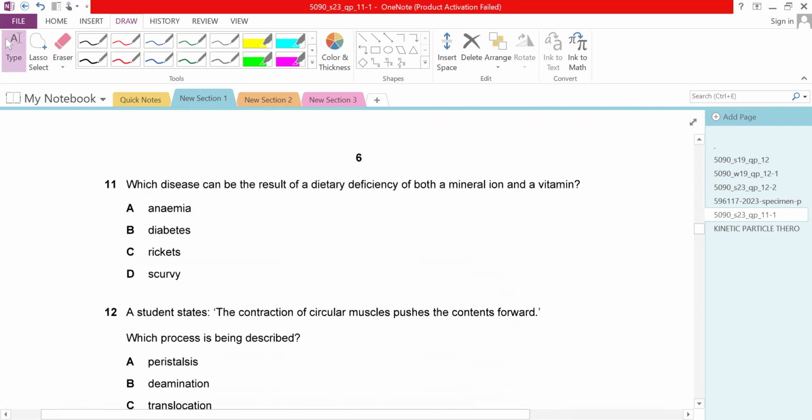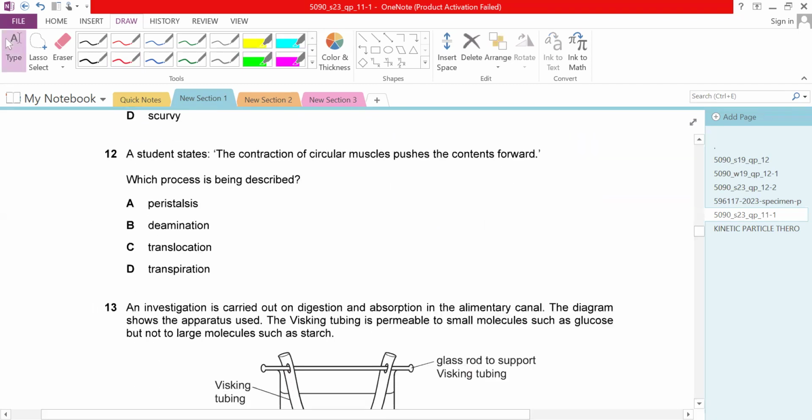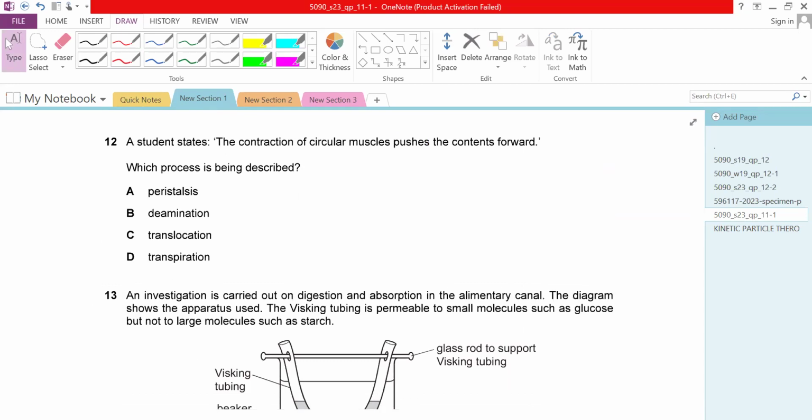Question number 11. Which disease can be the result of dietary deficiency of both a mineral and a vitamin? Anemia? No. Diabetes? No. Rickets? Yes. So the correct option for question number 11 is C. Question number 12. A student states the contraction of the circular muscles pushes the content forward. Which process is being described? You all know that this is peristalsis.